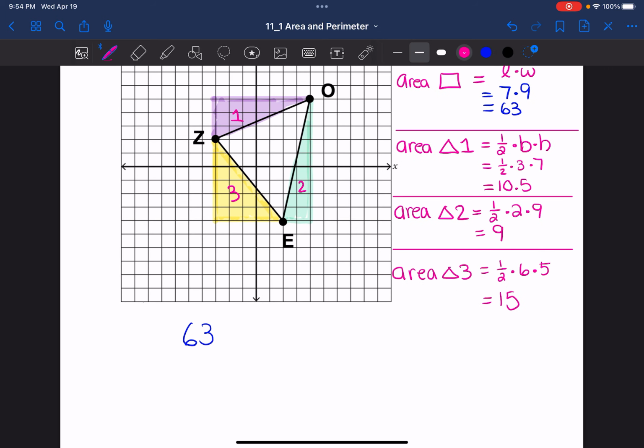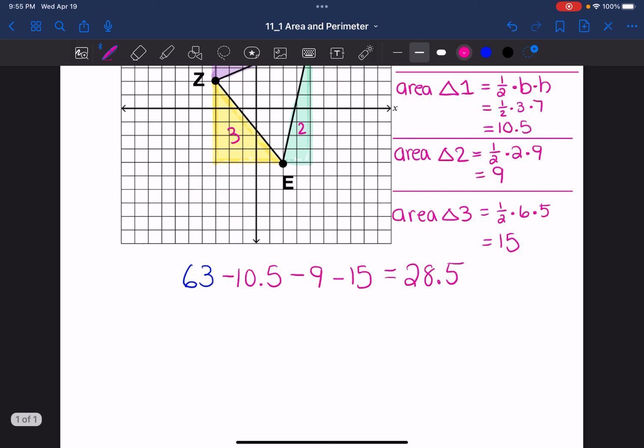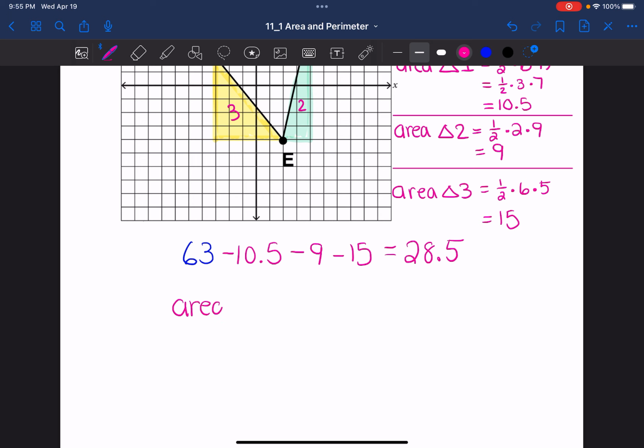So first my pink triangle, so I'm going to subtract 10.5. Then I'm going to take away my green triangle, so I'm going to subtract 9. And then I'm going to take away my yellow triangle, so I'm going to subtract 15. So if I completed this little bit of arithmetic here, that would give me my full triangle. So 63 minus 10.5 minus 9 minus 15 leaves me with a final area of 28.5.